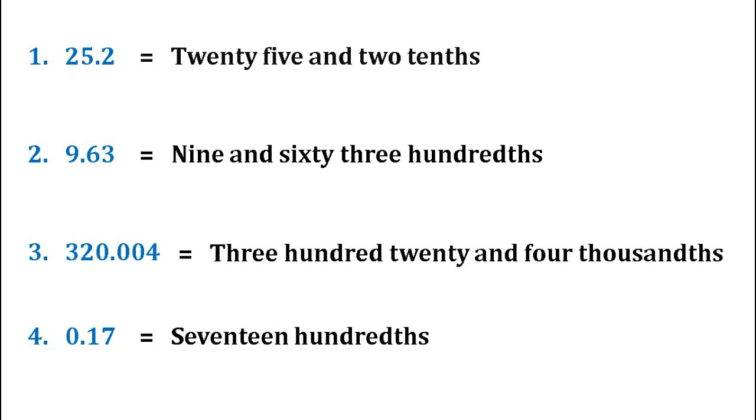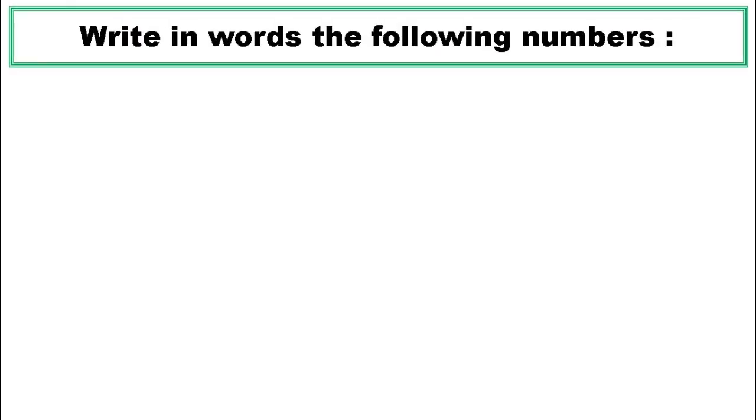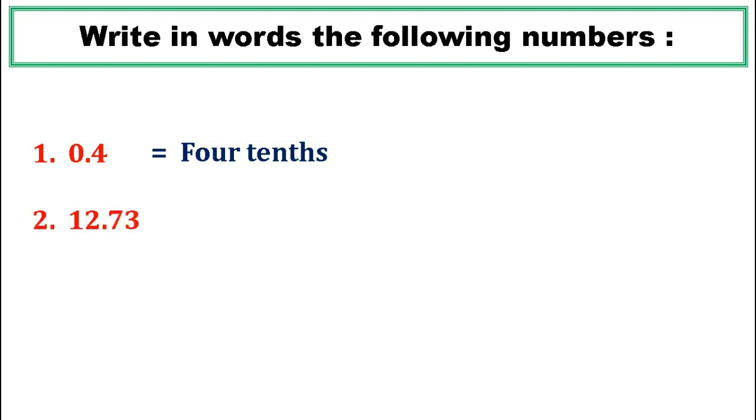Since we have understood quite a few concepts or terms of decimals, let us look at some sums which we generally find in the textbook and try to solve them. The first sum says, write in words the following numbers. The first number is 0.4. Since there is no whole number part here, we directly go to the decimal part which has 4 in the tenths place. So we can write this number as 4 tenths.